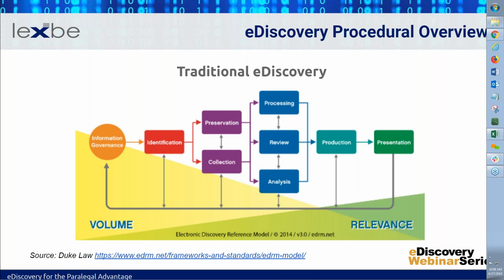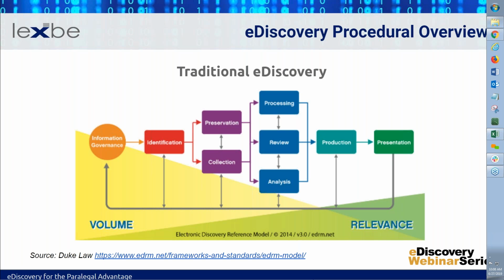Collection, being the next step, is the gathering of the ESI. That can be done by a company like Lexbe or by almost any other eDiscovery vendor out there, certainly by forensic collection and investigation vendors. It can be done by you. It can be done by your client. Understanding the best practice for those two steps of preservation and collection gets you that much farther down the road.